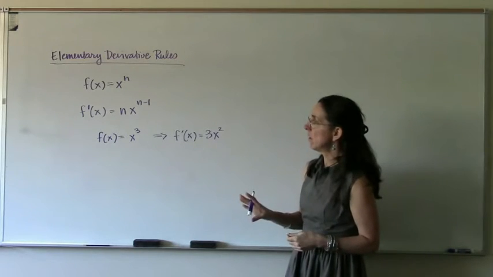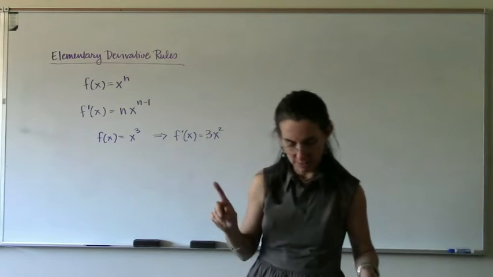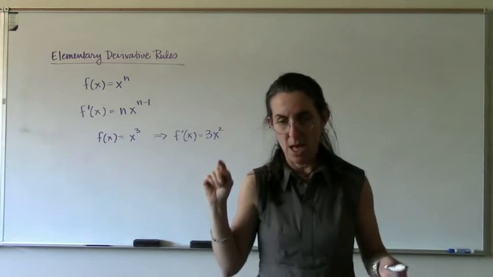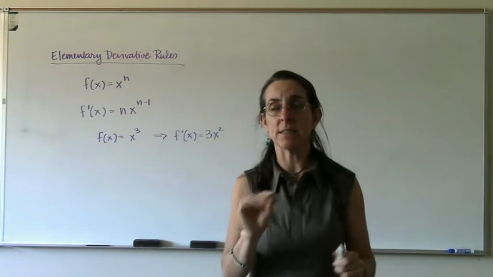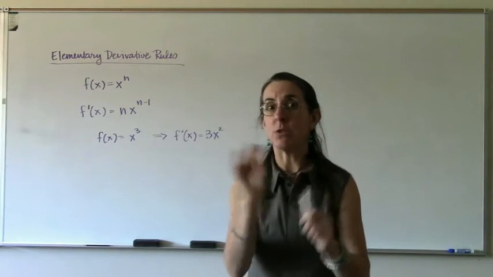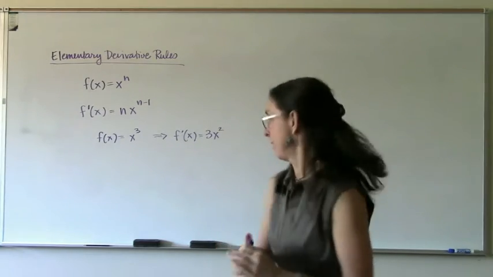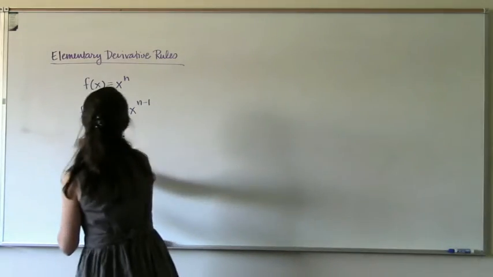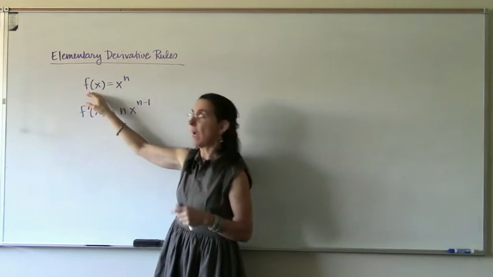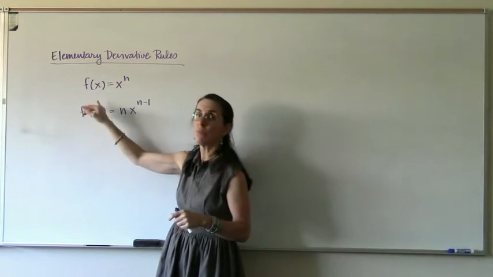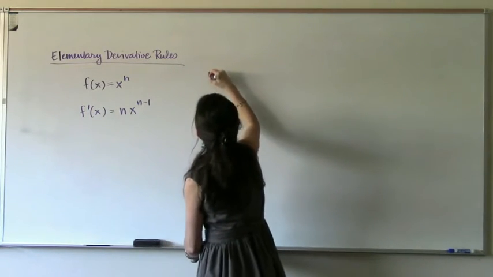I'll do some more examples here in a minute, but before we continue, I wanted to talk real quick about a couple of alternative notations for writing the derivative. So we've used this one a lot, right? f is equal to this, f prime of x is equal to that. Here are some other notations.